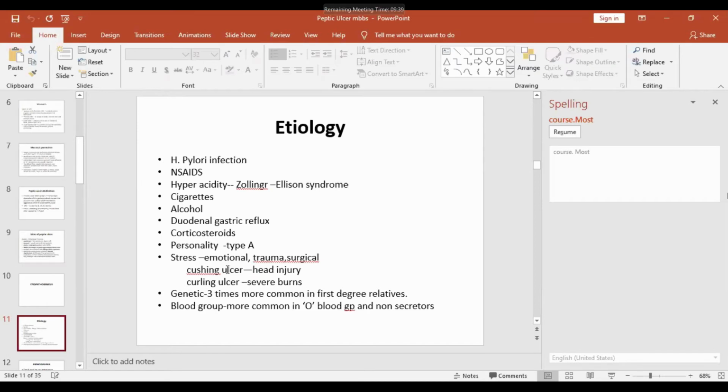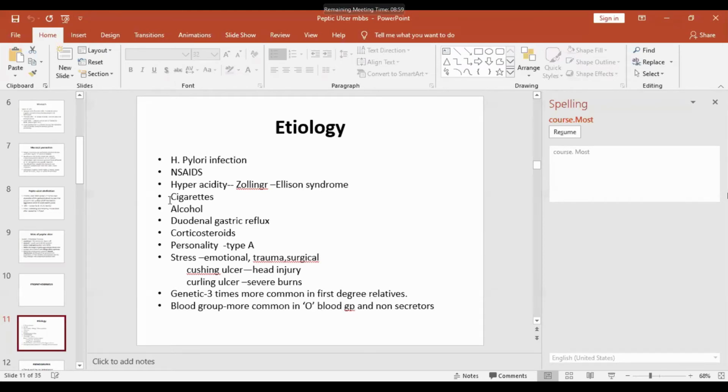So the stress, these patients are under stress, physical and emotional. Then genetics, three times more common in first degree relations, and blood group, that is group O, and those who do not secrete the blood group substances in the saliva, the non-secretors. Others who secrete blood group substances in the saliva are called secretors.